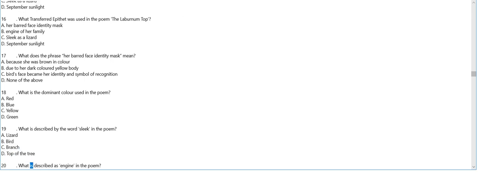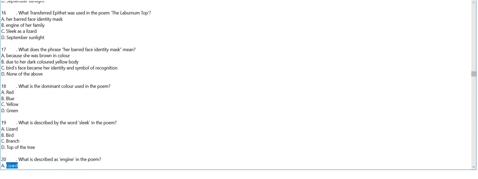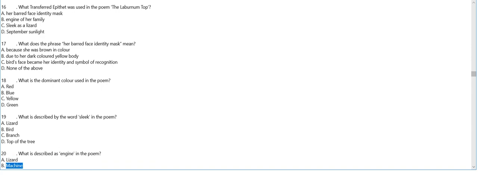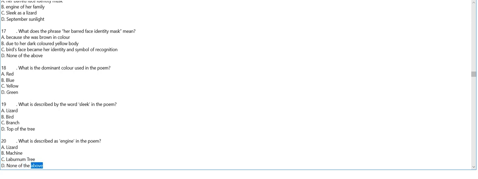20. What is described as engine in the poem? A. Lizard. B. Machine. C. Laburnum tree. D. None of the above.